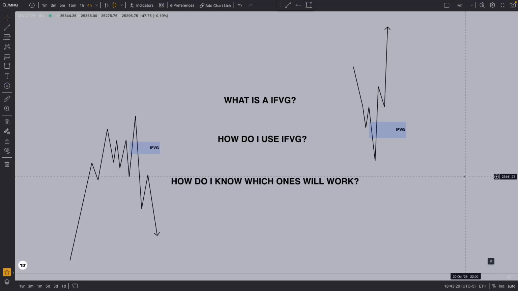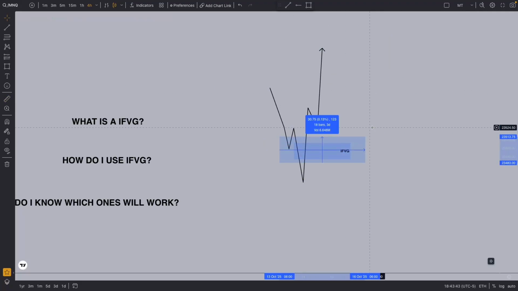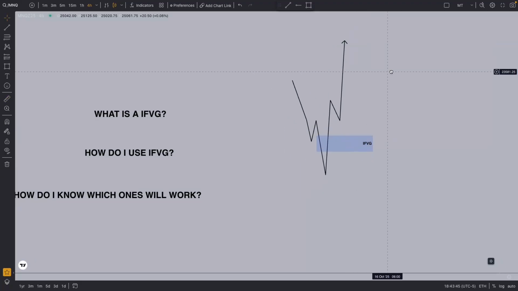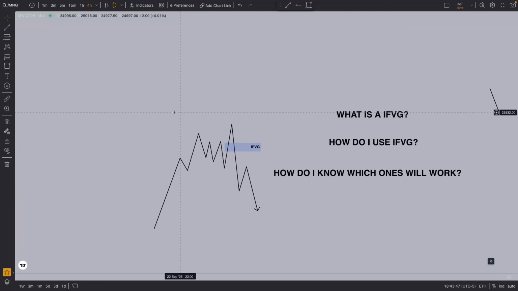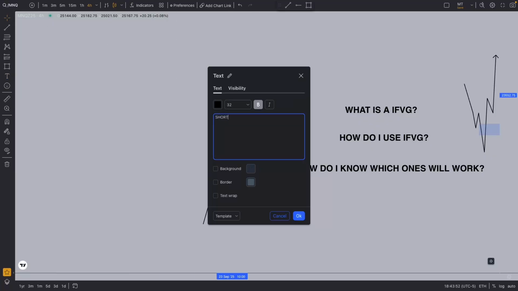What's up, guys? Today we're learning about what is an IFVG and how do I use the IFVG, fair value gap, and how do I know which ones will work. Okay, here's an example of an inverse fair value gap when you go long, and here's an example of an inverse fair value gap when you want to go short.